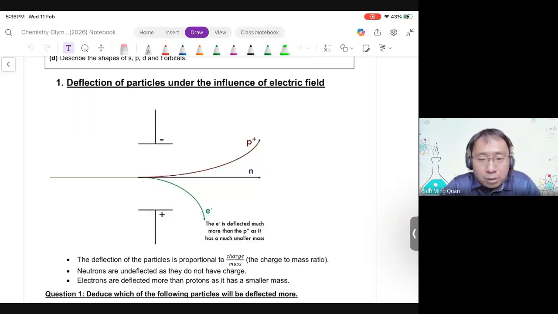Okay, so hello everyone. Really, we are coming back to Chemistry Olympiad training. Today we'll be looking at set number 5 and 6 in the same session, probably.